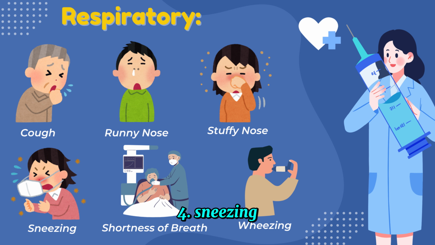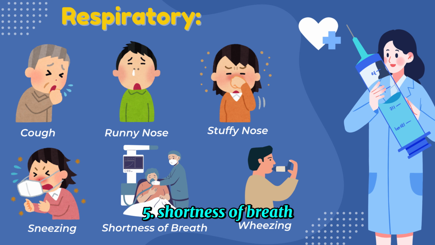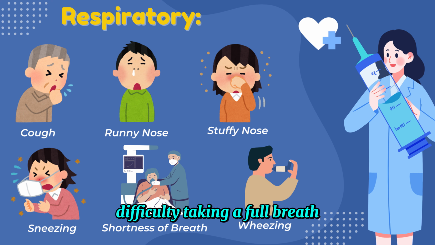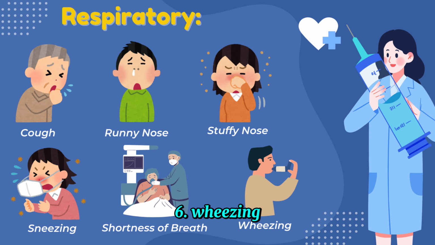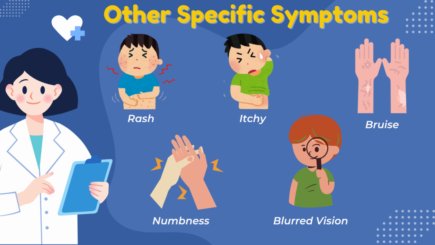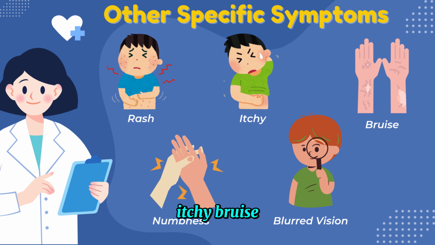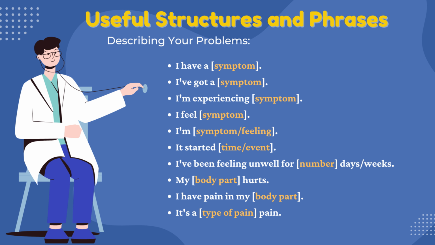4, sneezing. Involuntary expulsion of air from the nose and mouth. 5, shortness of breath. Difficulty taking a full breath. 6, wheezing. A whistling sound when breathing, often with asthma. And some other specific symptoms such as rash, itchy, bruise, numbness, and blurred vision.